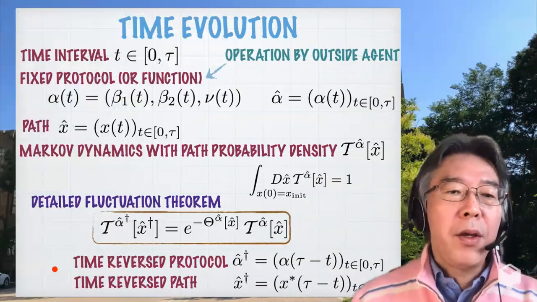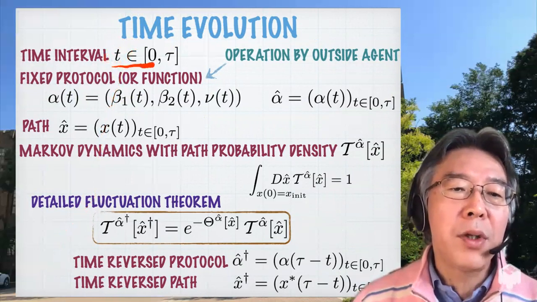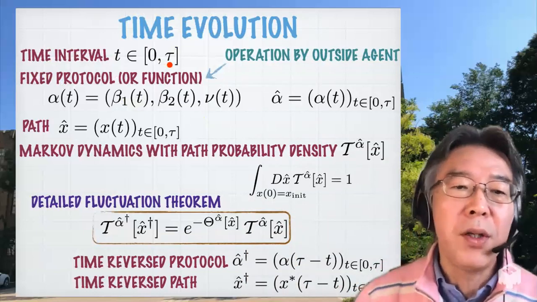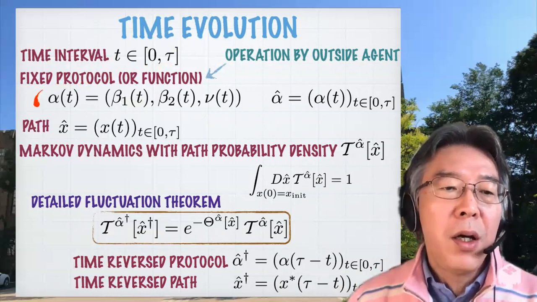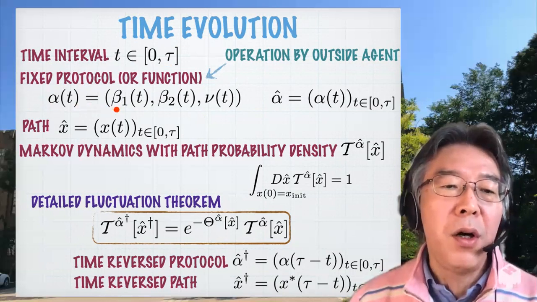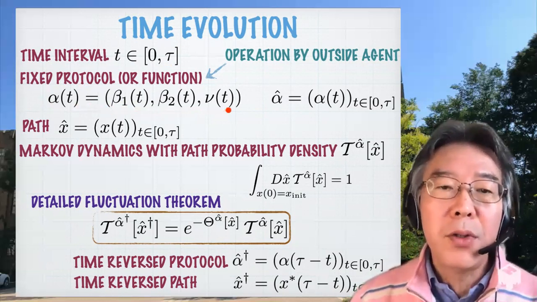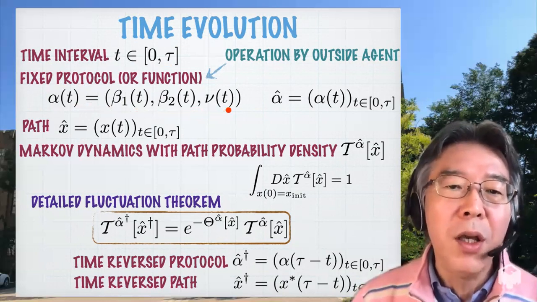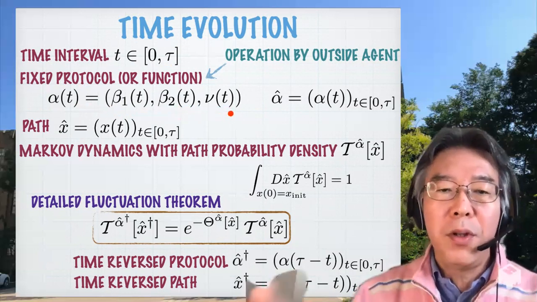And here comes time evolution. T is the time variable, which runs between 0 and tau. Tau is a big quantity, which is fixed. And this is a basic important assumption. I assume that this alpha parameter is a function of time. That means beta 1, beta 2, and nu are functions of time, T. And these functions are fixed before the experiment.